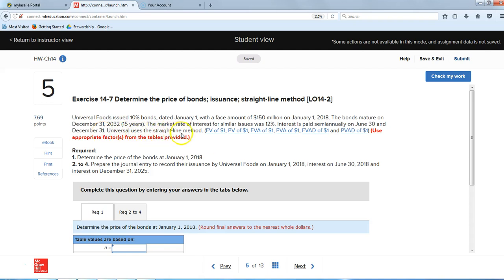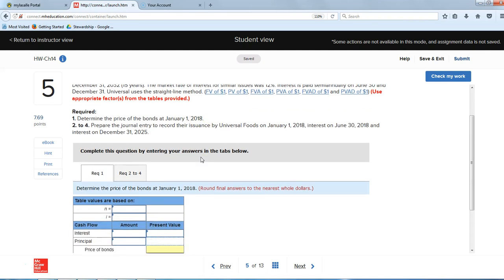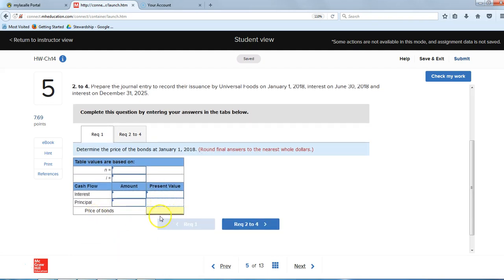Universal uses the straight line method to amortize discount or premium. When we see straight line method, that's what it means. The first requirement says determine the price of the bonds on January 1st, 2018. The price of bonds includes the present value of interest and principal.